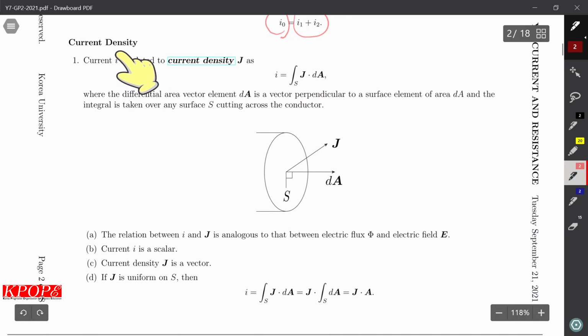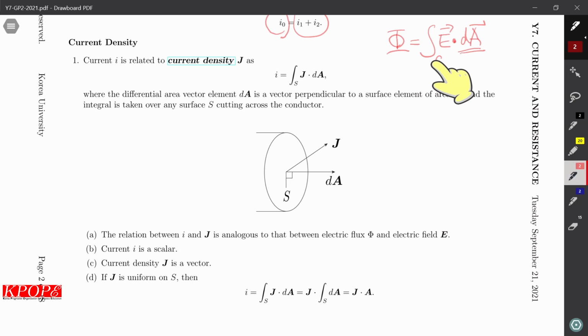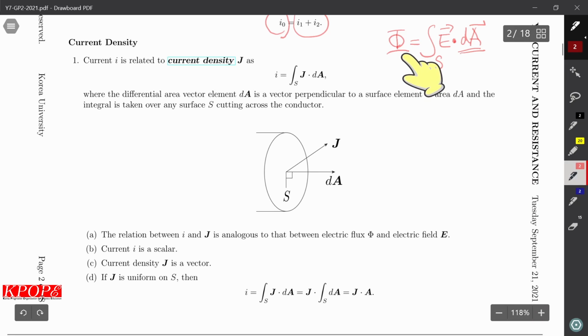Next, we consider the current density. Current I is related to the current density J. You remember the electric field flux phi was evaluated by integrating the electric field over a surface, considering the scalar product with the differential area element. It is just like that. So what we do is replace the electric field flux phi with the current, and the electric field with current density J, and area is kept the same.